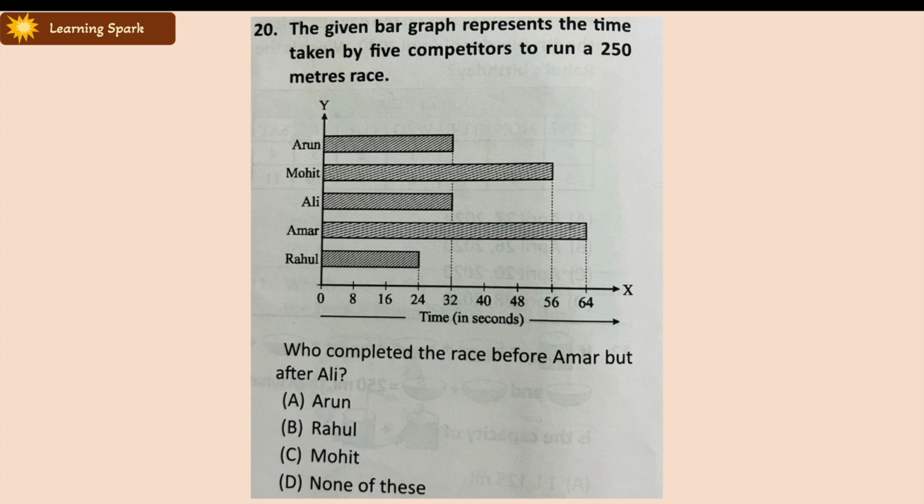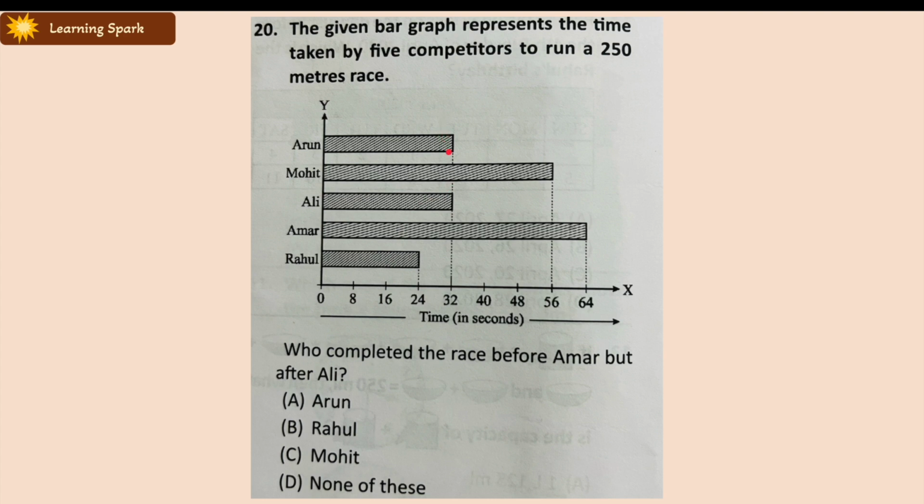Question number 20 is on your screen now. Okay, let's solve this now. The question is: who completed the race before Amar but after Ali? A couple of people and their graphs are given here. So we have to find somebody who has completed before Amar and after Ali, meaning in the middle of Amar's and Ali's graphs, right?